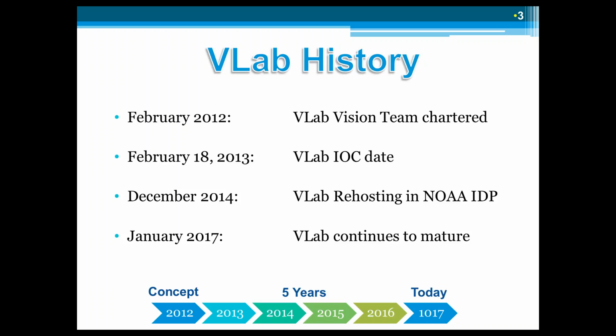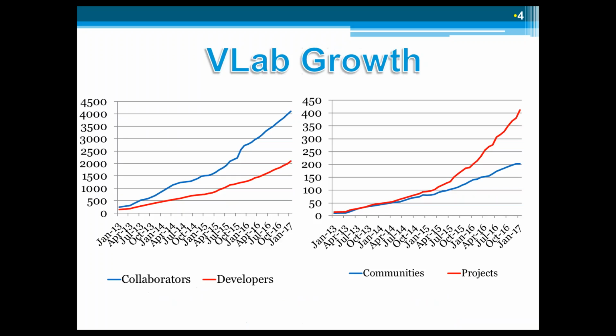And so here we are, 5 years after the beginning. VLab has matured and is ready for folks to make full use of it. I mentioned growth. The slide here shows on the left the number of users. In the blue line, you can see what we call our collaborators. These are the people who use the virtual lab to work with each other. And we have roughly 4,000 folks in that category.